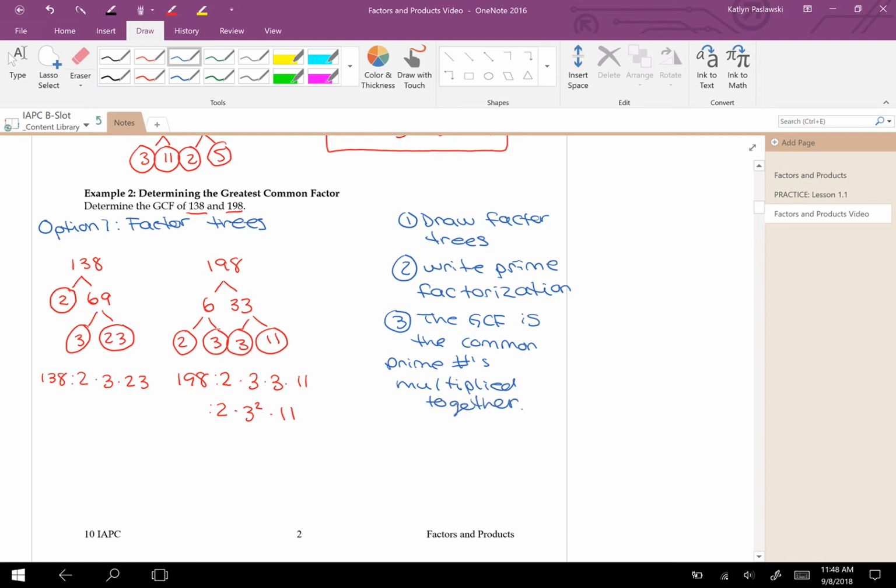So I'm going to look at 138 and 198 and what are the common prime numbers. So the common prime numbers are 2 and 3. Just looking at the number itself, so the greatest common factor is equal to the common primes, which is 2 multiplied by 3. So therefore the greatest common factor is 6.